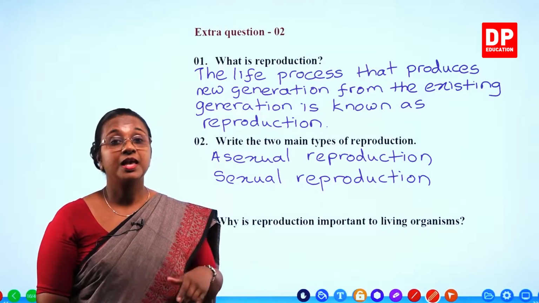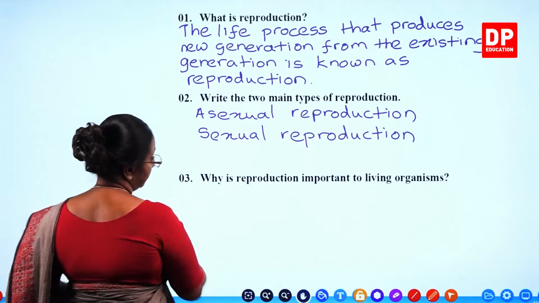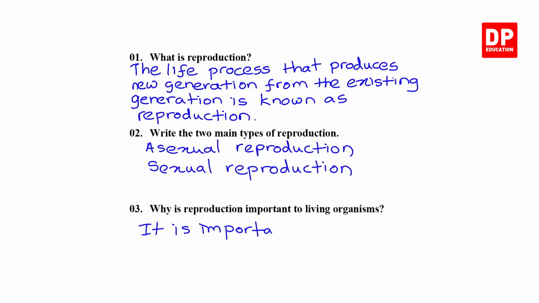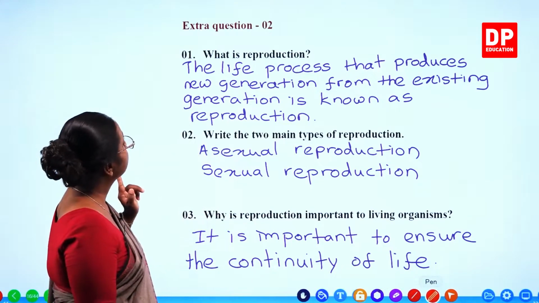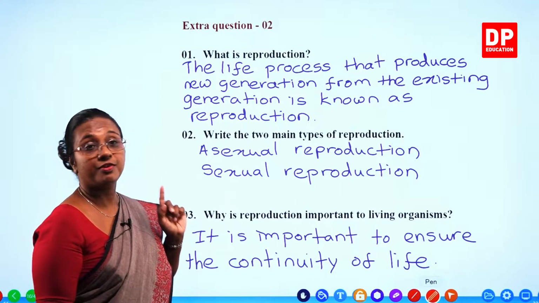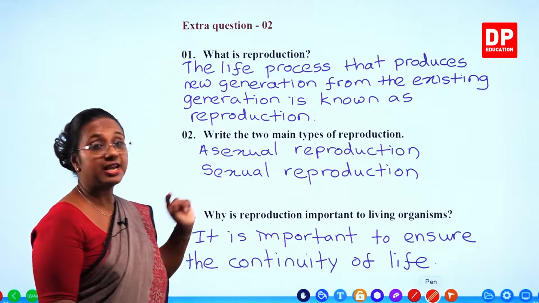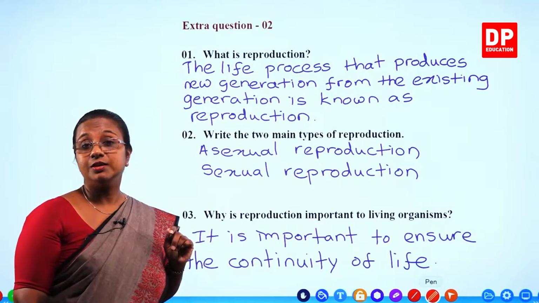Then why is reproduction important to living organisms? Why is it important? Because it is needed to ensure the continuity of life. So here we can say it is important to ensure the continuity of life. So the three questions. What is reproduction? The life process that produces new generation from the existing generation is known as reproduction. Write the two main types of reproductions, asexual reproduction and sexual reproduction. And why is reproduction important to living organism? It is important to ensure the continuity of life.